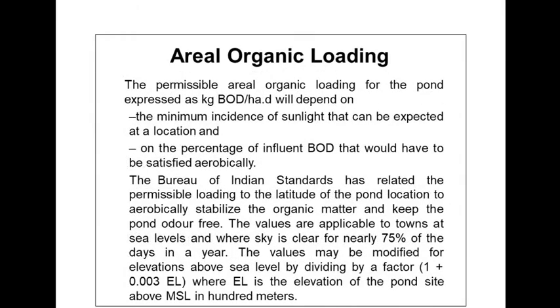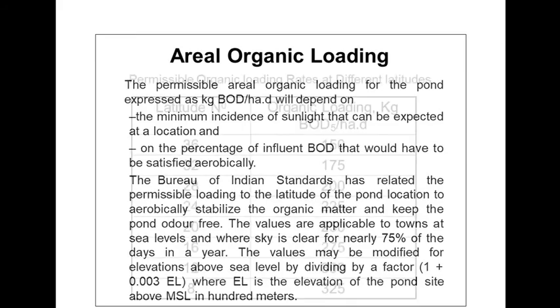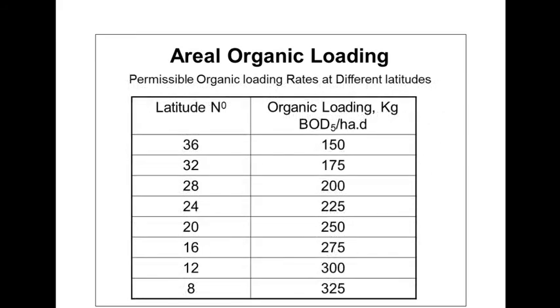So this is areal organic loading. Areal organic loading is the permissible organic loading rate at different latitudes. The latitudes are 36, 32, 28, 24, 20, 16, 12, 8, and the organic loading in kg of 5-day BOD per hectare is 150, 170, 200, 225. So as latitude increases, the organic loading increases.